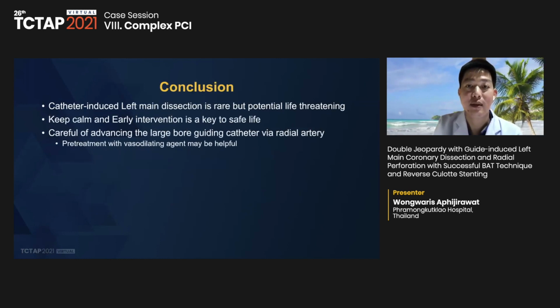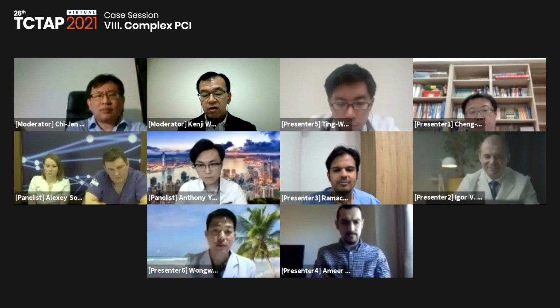Catheter-induced left main dissection is rare, but potentially life-threatening. Keep calm, and early intervention is the key to save life. Be careful when advancing a large bore guiding catheter via the radial artery, but pre-treatment with a vasodilating agent may be helpful. Okay, thank you. Thank you very much, Dr. Fijirawat.